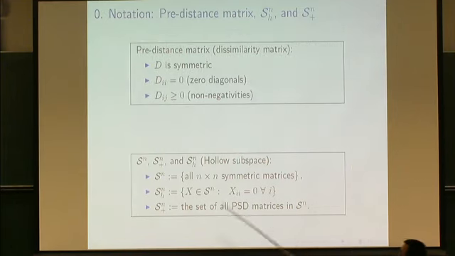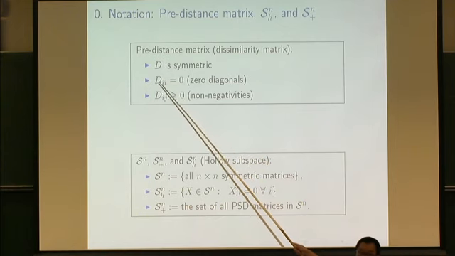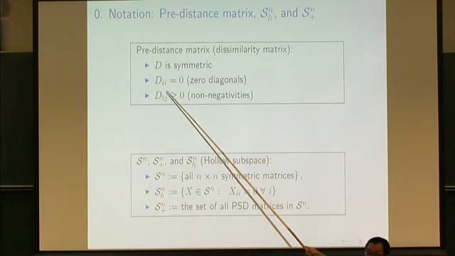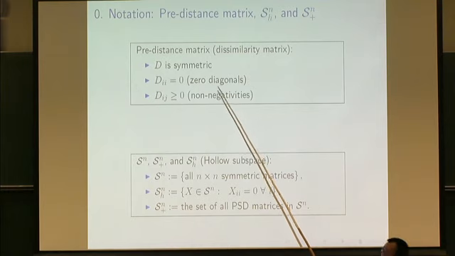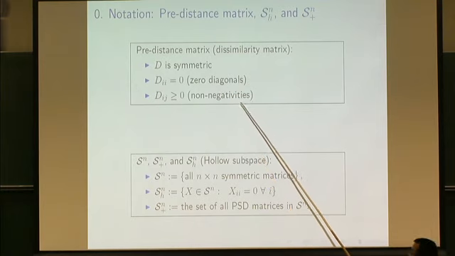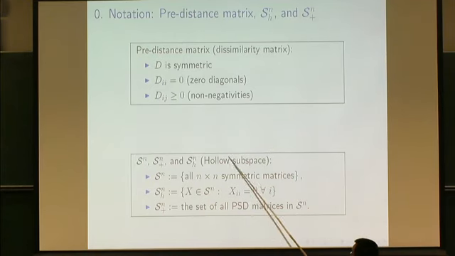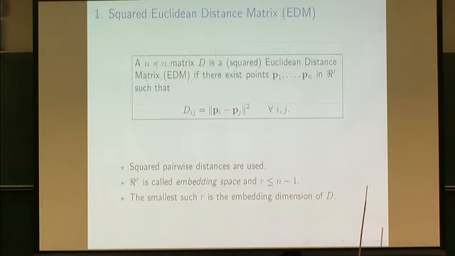The notation is standard and very simple. You have a matrix whose elements are positive everywhere and whose diagonal is 0. I call such a matrix a pre-distance matrix. Those are symmetric matrices with the diagonal being 0, the hollow space in linear algebra. And the Euclidean distance matrix is defined in this way.